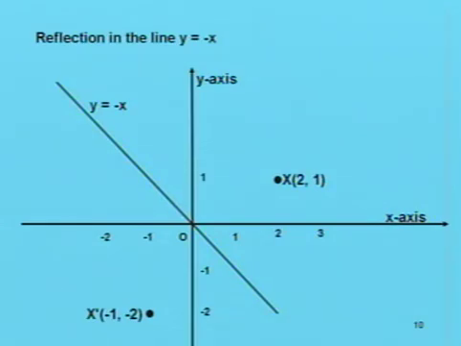Let's look at reflection in the line y equals minus x. That line is going from top left to bottom right, and it's written there, y equals minus x. We want to reflect the object X, which is (2, 1), in the line y equals minus x. That is, you put the mirror along the line y equals minus x, look into the mirror, and you would see the image in the third quadrant, marked X', which is (-1, -2).